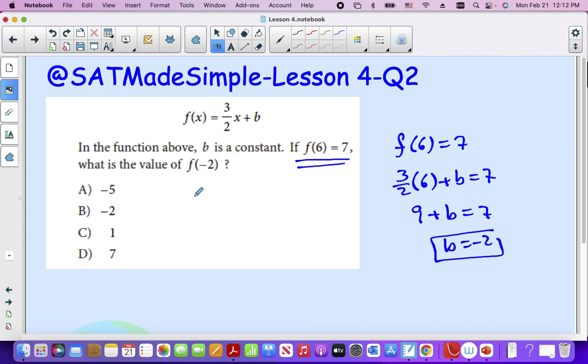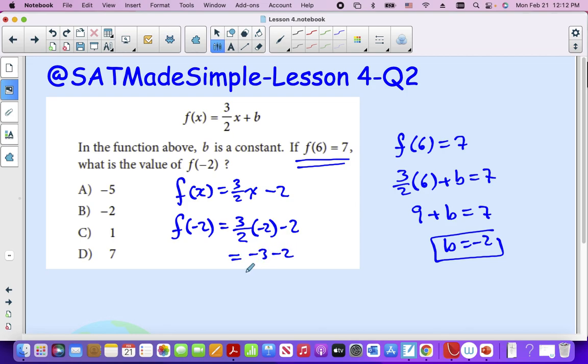Okay, so now my function becomes f of x is equal to 3 over 2 x minus 2. They want to evaluate f of -2. f of -2 equals 3 over 2 times -2 minus 2, which is equal to -3 minus 2, and that will produce -5. So A is my correct answer.